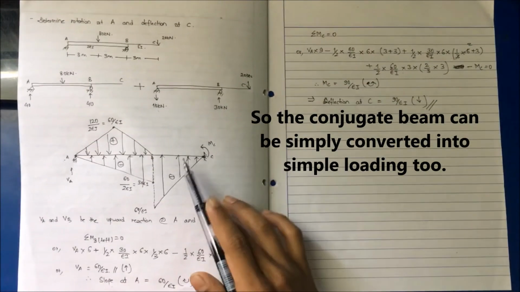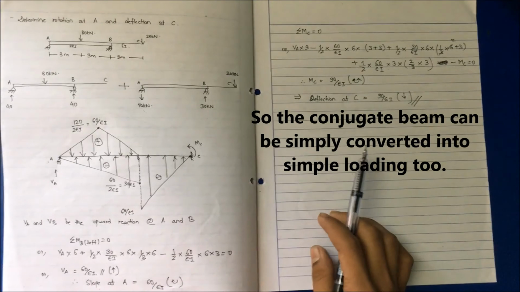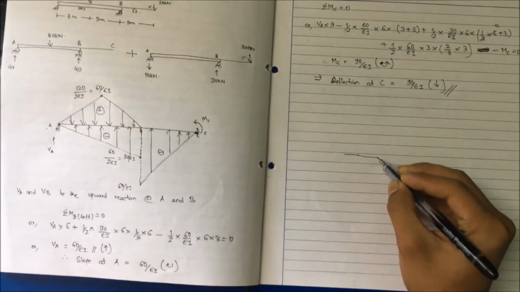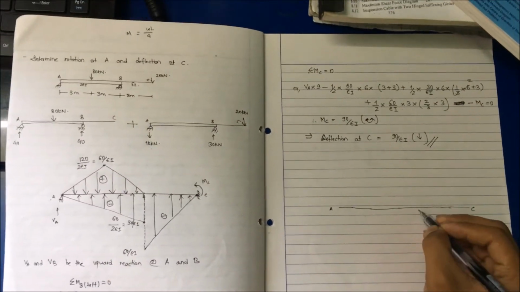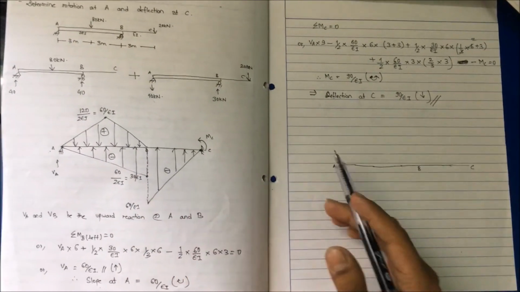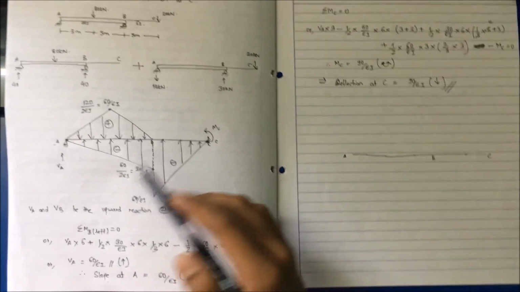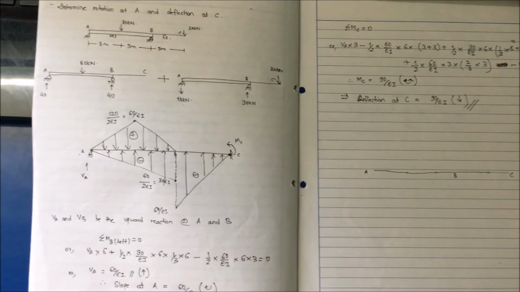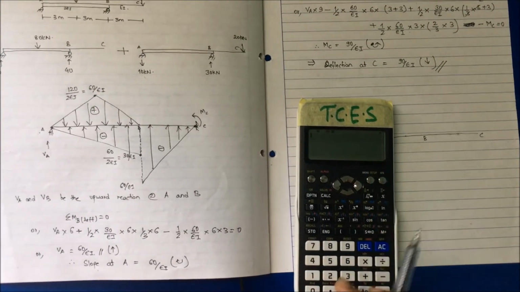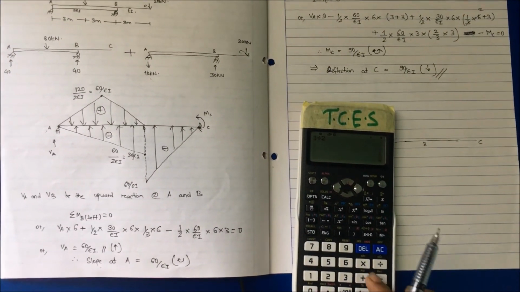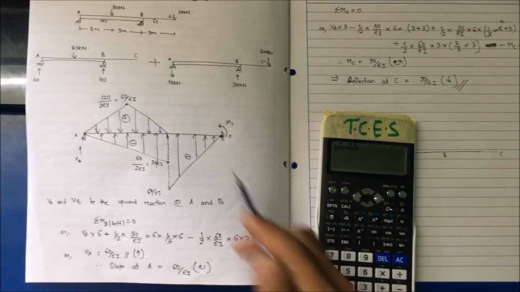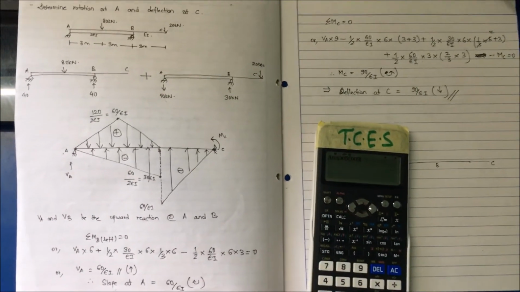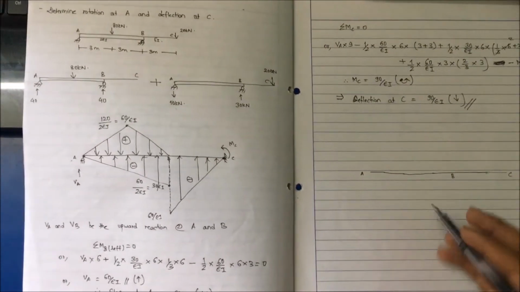What can be done is that this conjugate beam can be simplified into a simple structure also. For this, this is the given loading at the upper section. This will be acting vertically downward, and as we know, the magnitude is given by the area of the diagram. The area can be calculated as 1 by 2, as it is a triangle, into 60, that is the height, into span, that is 6. So it will be 180.